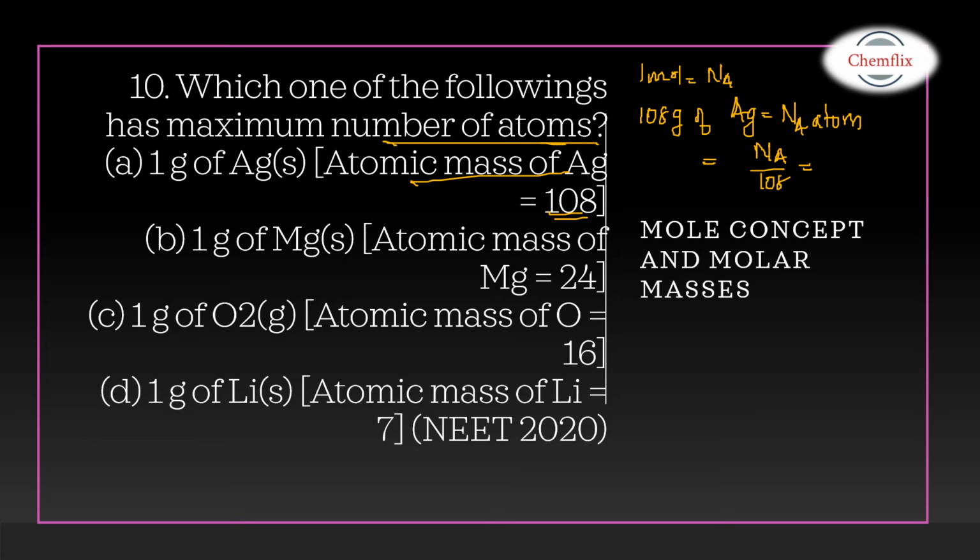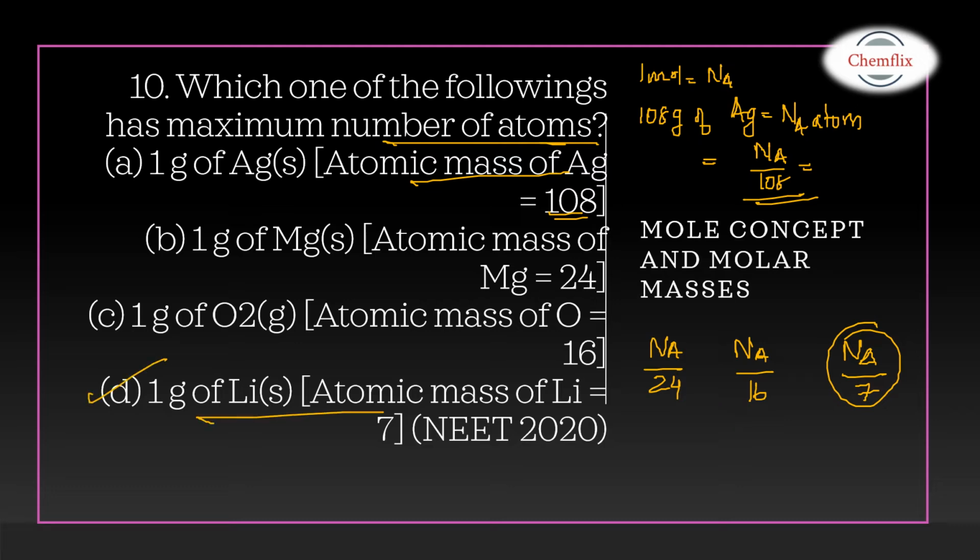Something you will get. Okay, Na divided by 108. Now moving to magnesium, Na divided by 24. Moving to oxygen, Na divided by 16. Moving to lithium, Na divided by 7. So which one is having the highest value? Of course, lithium will have the highest value. So lithium has the maximum number of atoms.